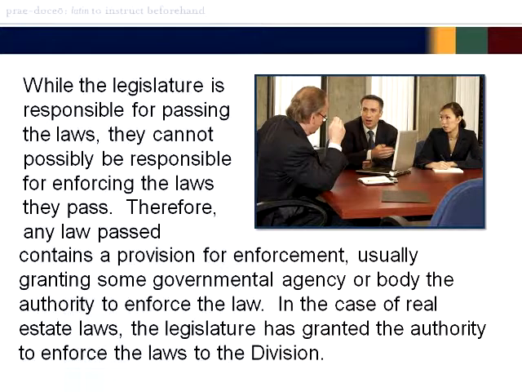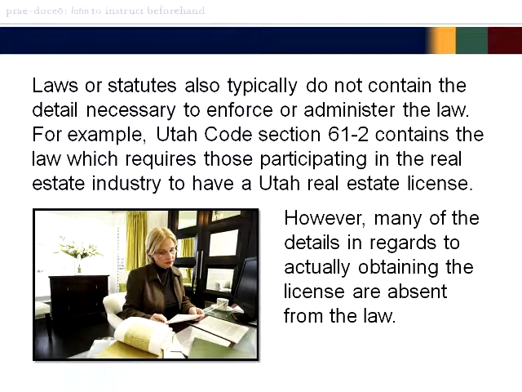While the legislature is responsible for passing the laws, they cannot possibly be responsible for enforcing the laws they pass. Therefore, any law passed contains a provision for enforcement, usually granting some governmental agency or body the authority to enforce the law. In the case of real estate laws, the legislature has granted the authority to enforce the laws to the Division. Laws and statutes also typically do not contain the detail necessary to enforce or administer the law.